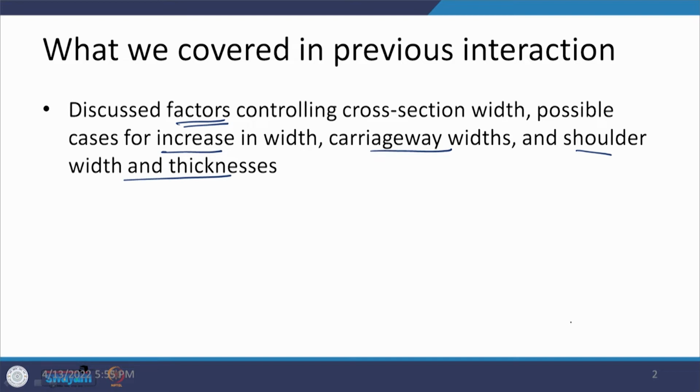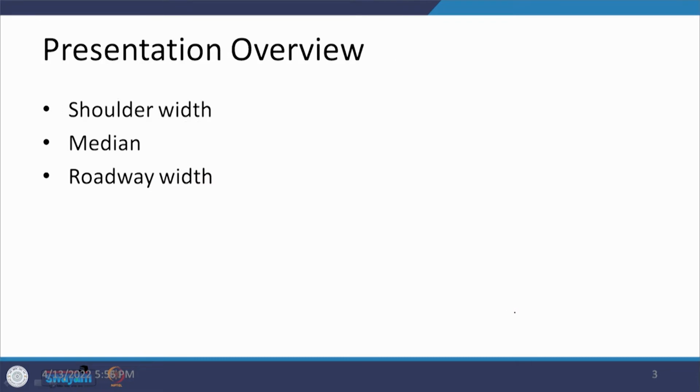Now, we are going to see what are the other elements. In the case of the shoulder width and thickness, we have not completed for all categories of roads, so we will be looking at that also at the start, and then we will go for median, and finally, we will close this interaction with the roadway width. Let us look at the leftover portion of the shoulder width.